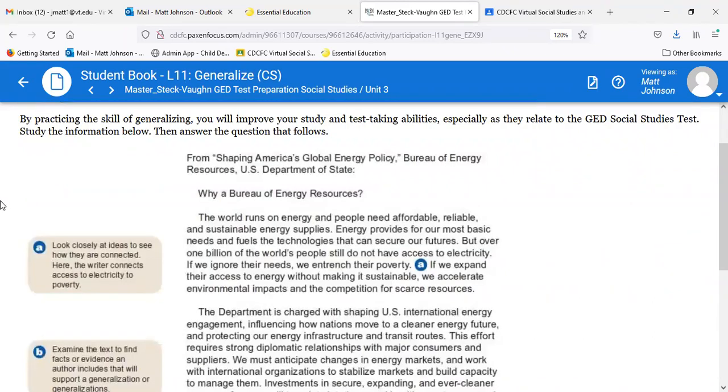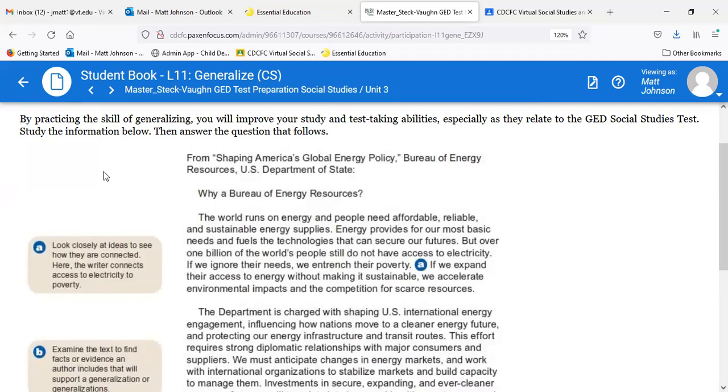Our first passage here is from Shaping America's Global Energy Policy, from the Bureau of Energy Resources, U.S. Department of State. The question is asking, why a Bureau of Energy Resources? It says, the world runs on energy and people need affordable, reliable, and sustainable energy supplies. Energy provides for our most basic needs and fuels the technologies that can secure our futures.